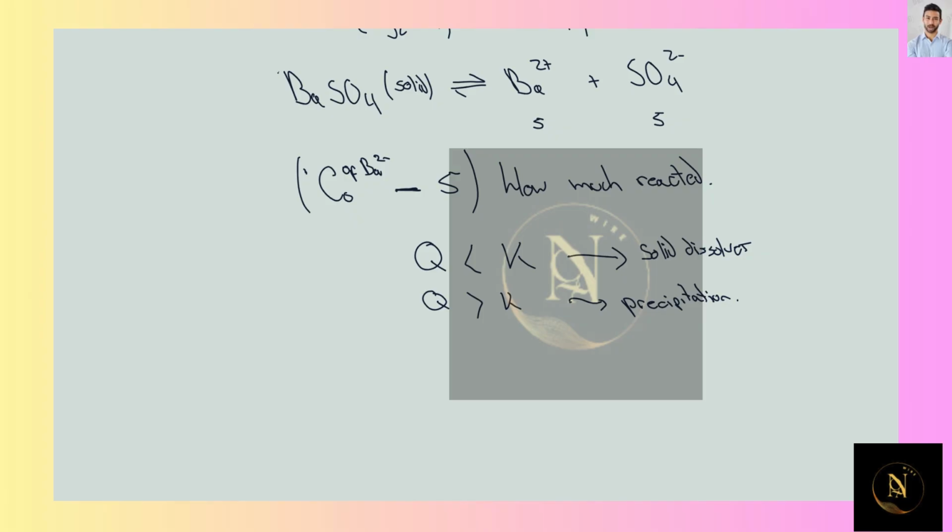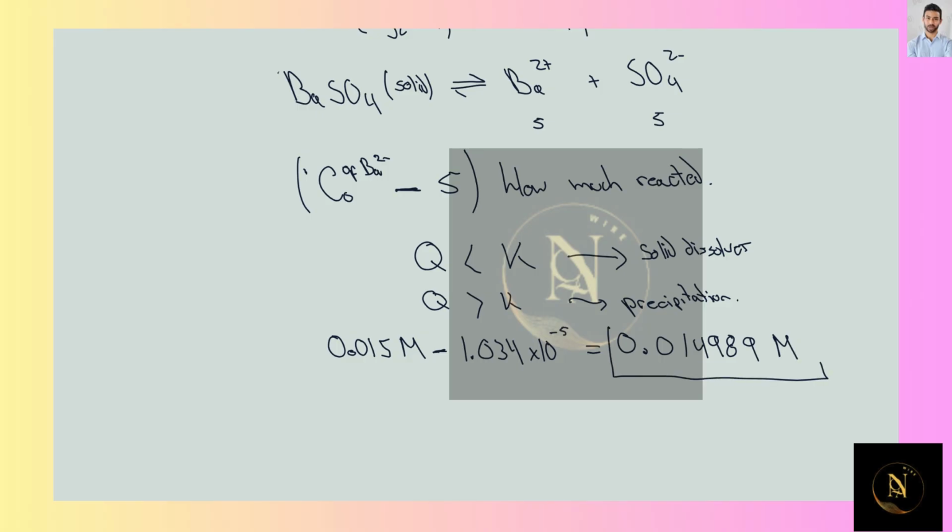In the case of barium 2 plus, our initial concentration is going to be 0.015 molar. We are going to subtract the value for S that we found, that is 1.034 times 10 to the minus 5. And this is going to give us 0.01498. And that is the concentration of sulfate that we need to add for precipitation to occur.